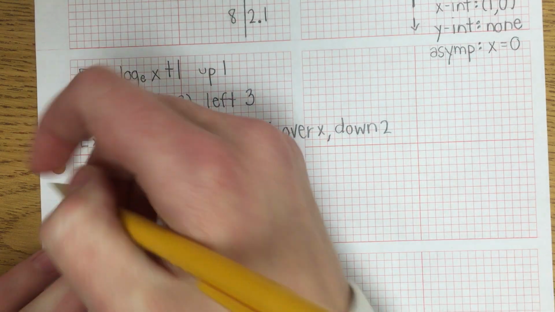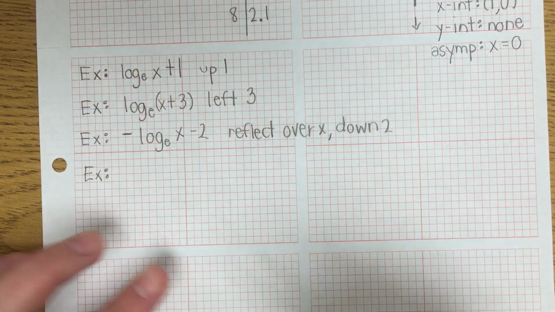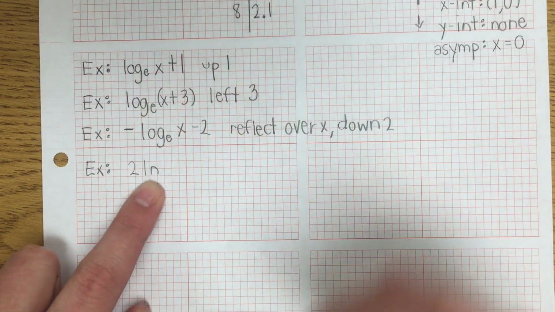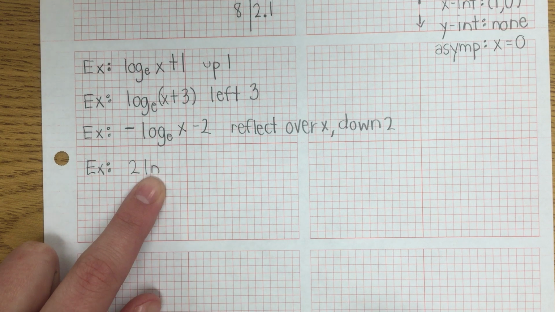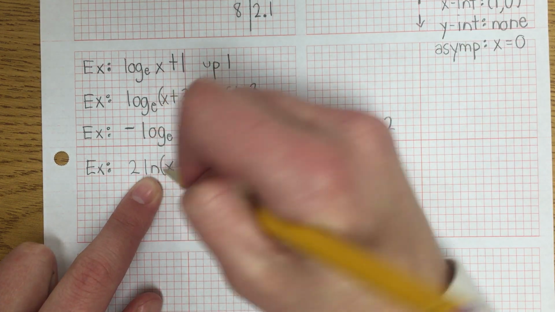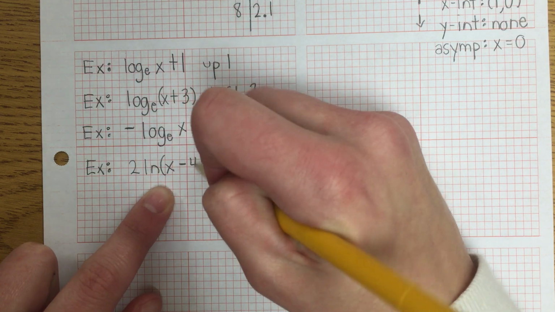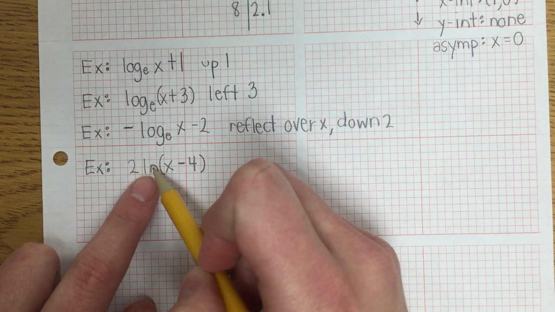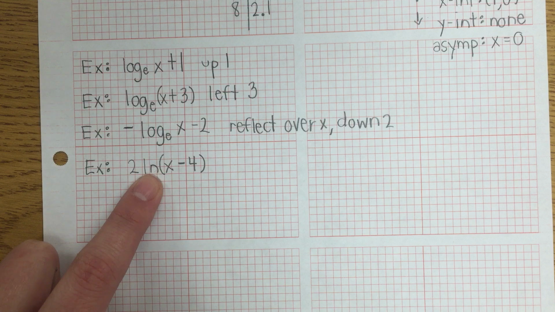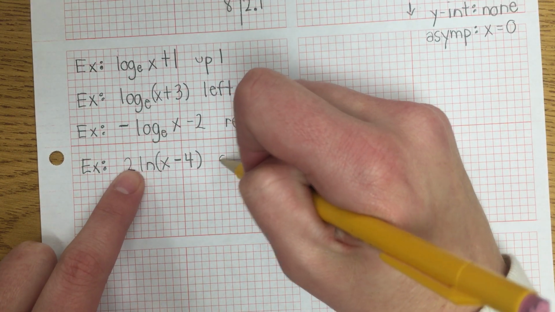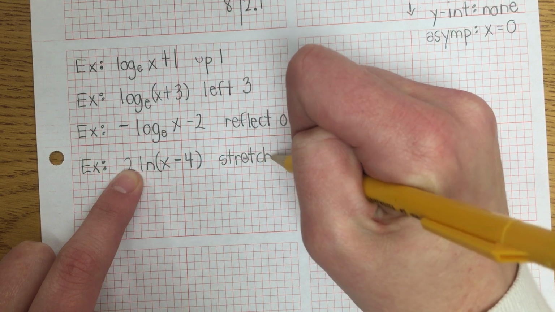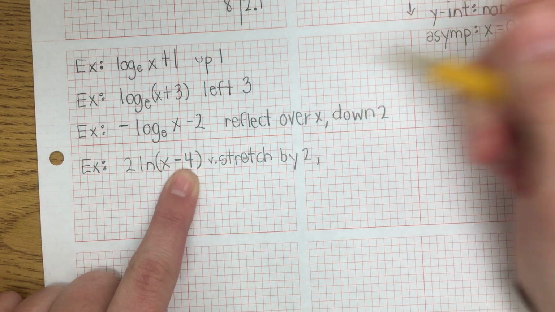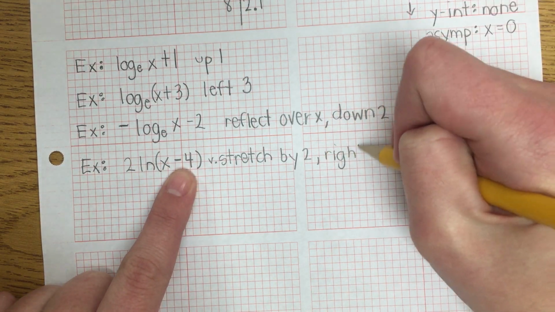Now be aware that you may see it written like this sometimes. Instead of writing log base e, they might use the ln notation. Natural log of, let's say, x minus 4. It means the same thing though, it just means log base e. So if in your mind you have to replace that with a log base e, you can rewrite it, but it acts the same way. So that 2 is a vertical stretch, so you might want to put a little v. Vertical stretch by 2. And that minus 4 in the parentheses moves it right 4.